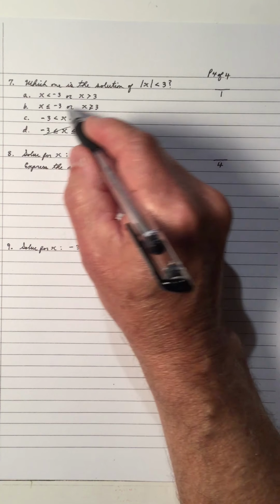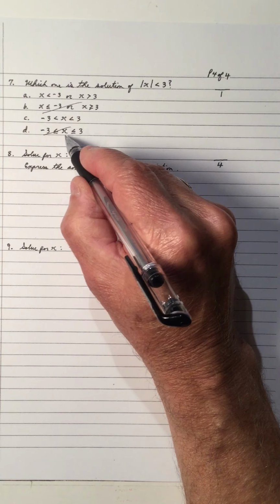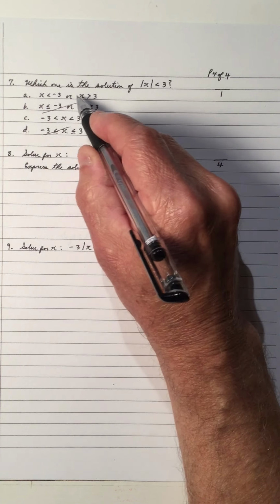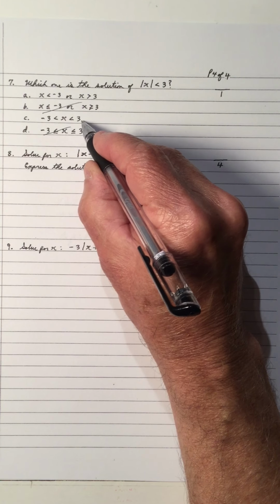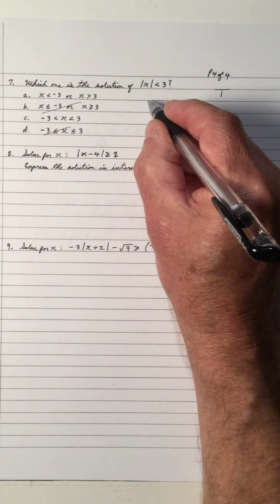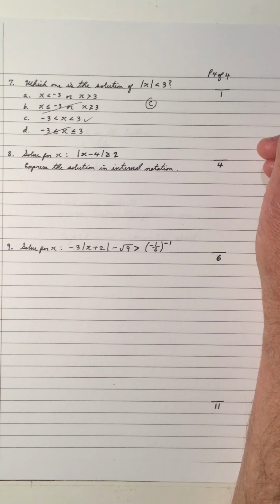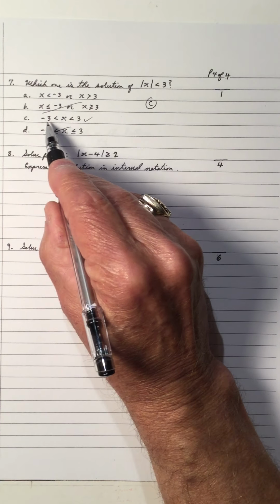So it can't be this one or this one because it got equal to. So less than is greater than is an or. Less than is in between. So the answer is C. Right here.